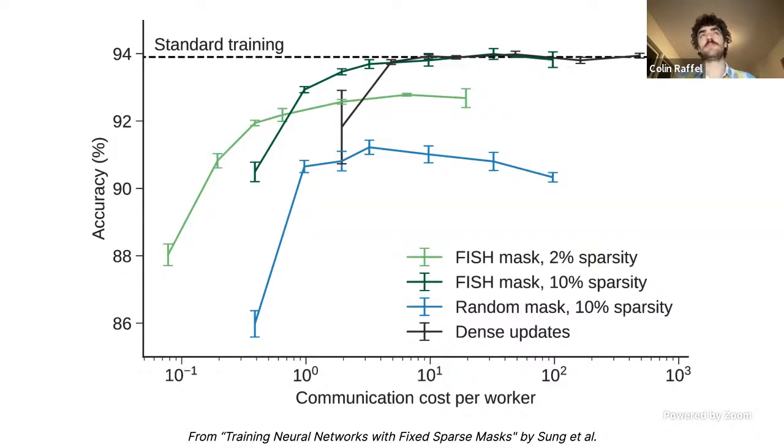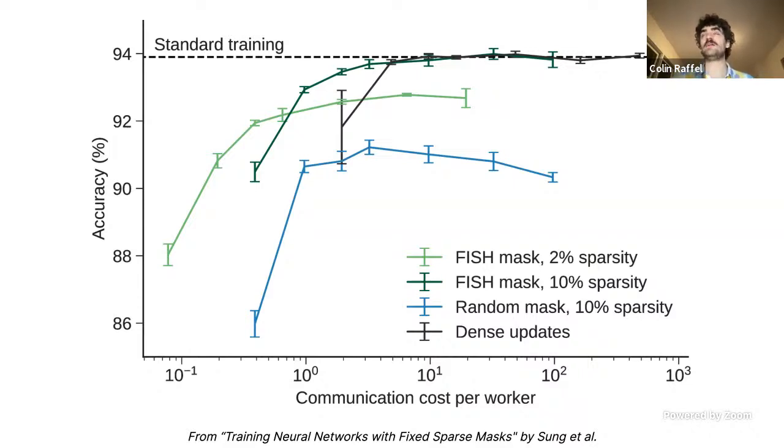So in this case, we are training a convolutional neural network on CIFAR10, a standard neural network architecture on a standard image classification data set. And we have two workers. And the way that we can reduce communication costs is either by delaying the updates between the workers or by communicating a much smaller subset of the parameters.